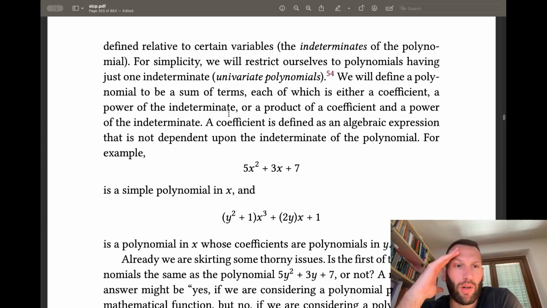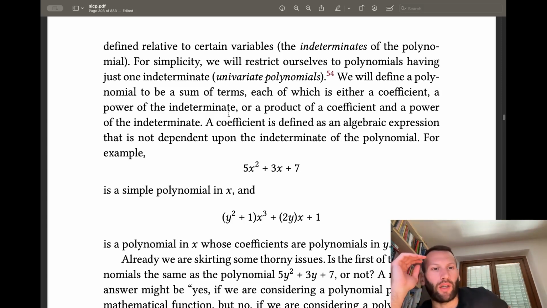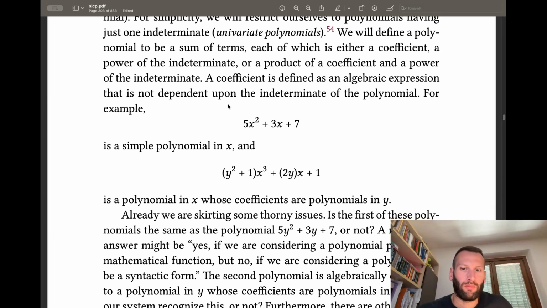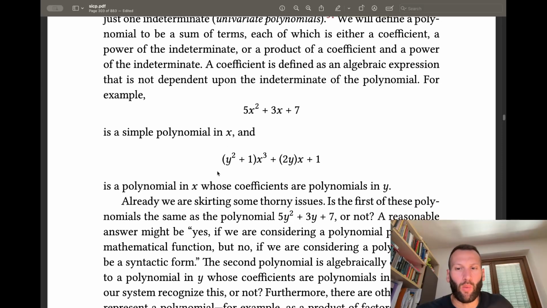We will define a polynomial to be a sum of terms, each of which is either a coefficient, a power of the indeterminate, or a product of a coefficient and a power of the indeterminate. A coefficient is defined as an algebraic expression that is not dependent upon the indeterminate of the polynomial. For example, the first is a simple polynomial in X, and the second is a polynomial in X whose coefficients are polynomials in Y.